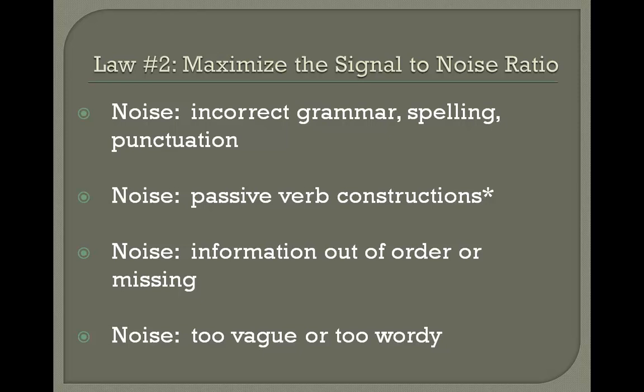Okay, law number 2, maximize the signal-to-noise ratio, and that just means to get rid of some of that noise, right? And when we're talking about written communication, we're talking about things that just trip up the reader. So incorrect grammar, spelling, punctuation, information out of order, verb constructions that are either vague or passive or don't make sense. Anything that's too vague, too wordy, or just not clear is going to make it more difficult for that audience to understand what you're talking about.